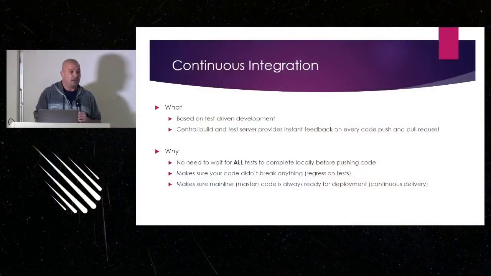Again, I already talked about that. Make sure the code didn't break anything. Those are the regression tests you're going to run there. And another thing that we also practice is making sure that the mainline, the master branch, the develop branch, whatever you use for the mainline code, is always ready for deployment. So you create a pull request, and if the pull request hasn't passed, including all of the tests, you will never merge into master, and this way master is always kept in great shape. Only a pull request for which all the tests have passed is merged into master.